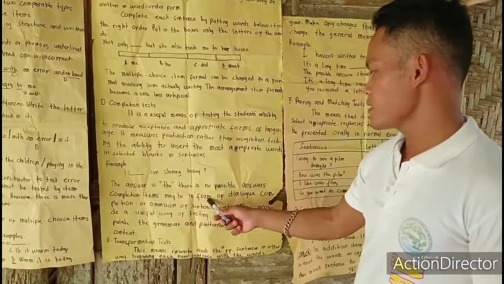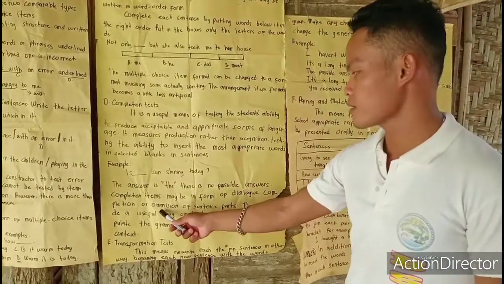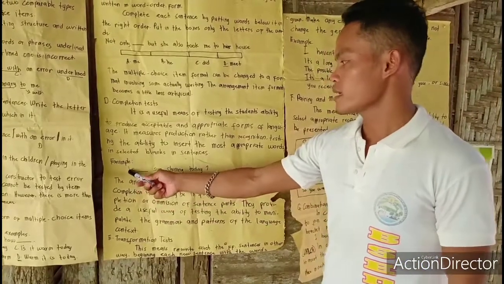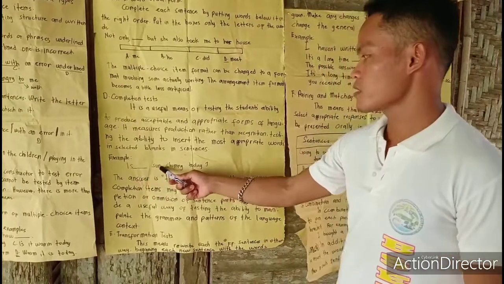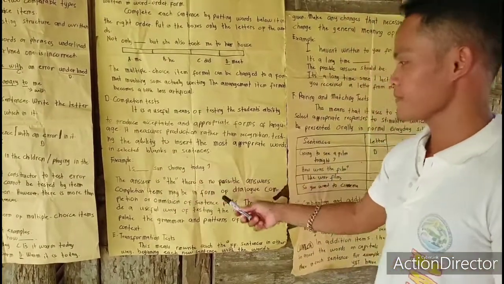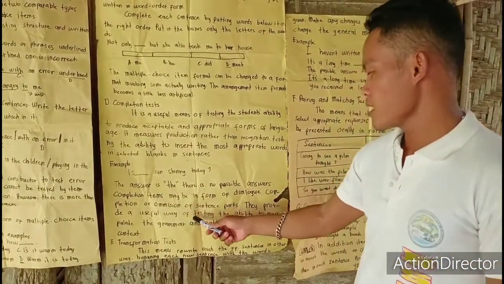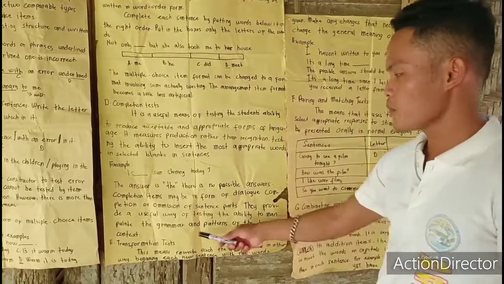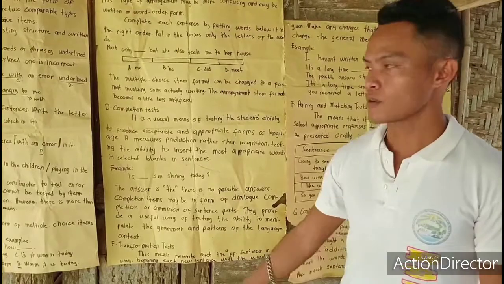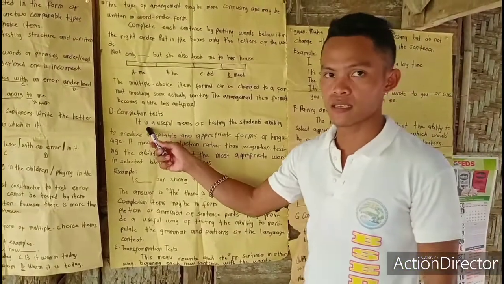Completion items may be in the form of dialogue, completion or omission of sentence parts. Yes, it is true, as the explanation of this sentence: is the sun shining today? They provide a useful way of testing the ability to manipulate the grammar and patterns of the language in context. So that is the completion test.